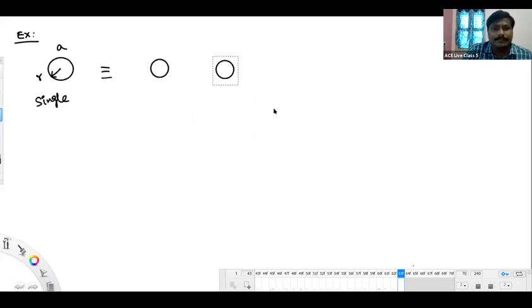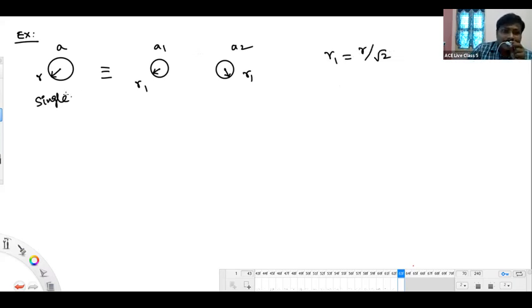Look here. A1, A2. Next thing. The radius is R1 here, and this radius is also R1. What will be that R1 value here? R1 is nothing but R by root 2. Because of the same volume we said, pi r square must equal pi r1 square plus pi r1 square. So R1 will come to be R by root 2.